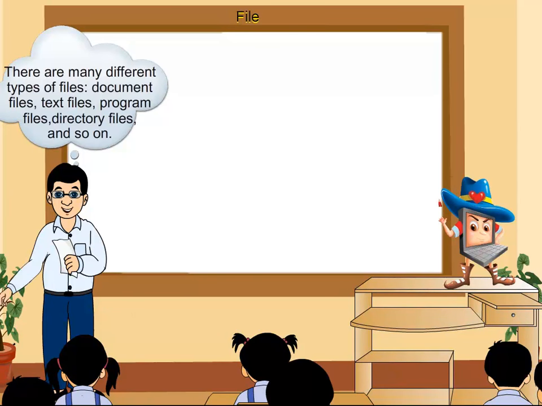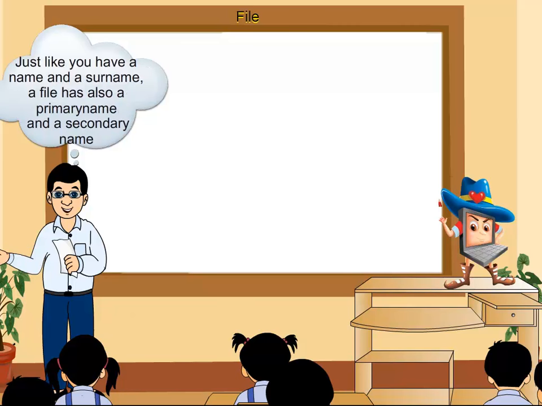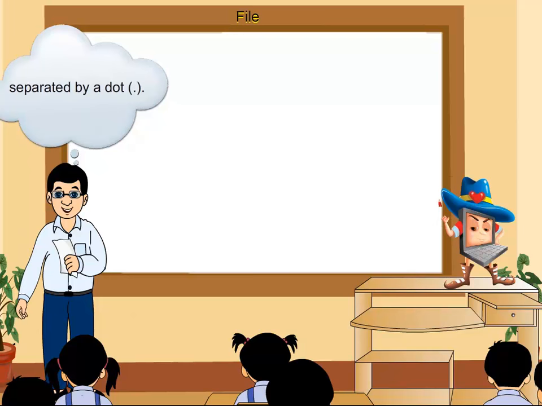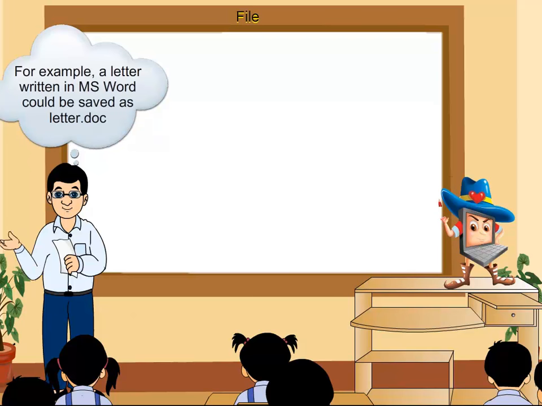There are many different types of files: document files, text files, program files, directory files, and so on. Just like you have a name and a surname, a file also has a primary and a secondary name, separated by a dot. For example, a letter written in MS Word could be saved as letter.doc.